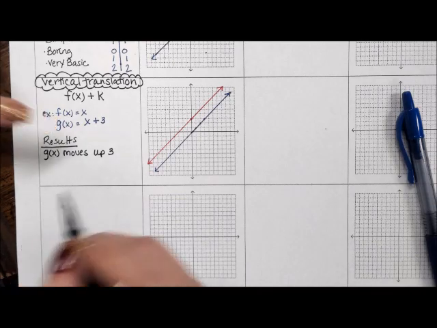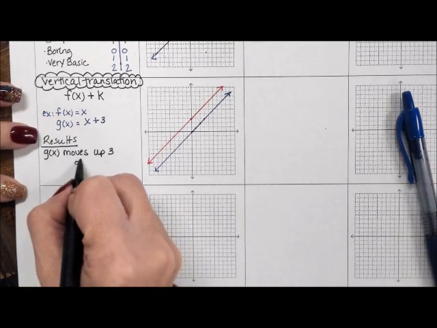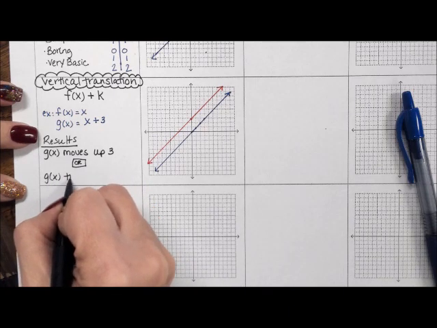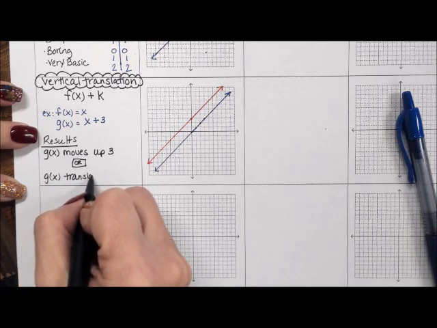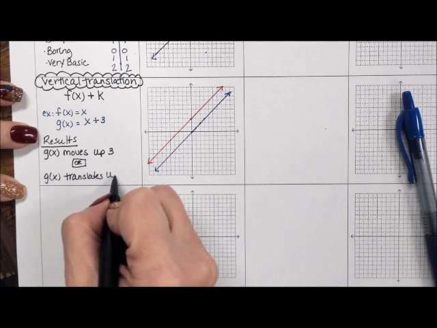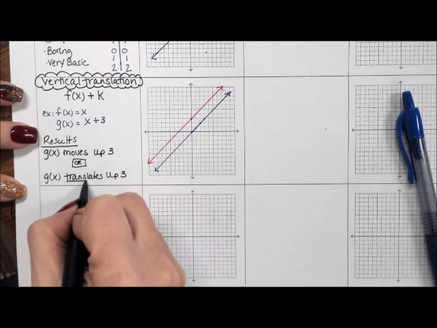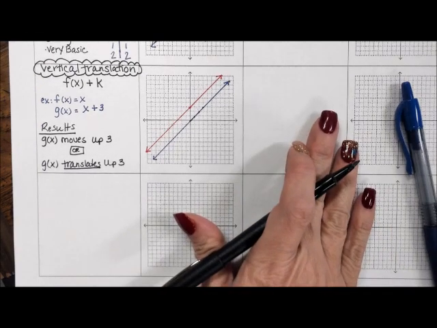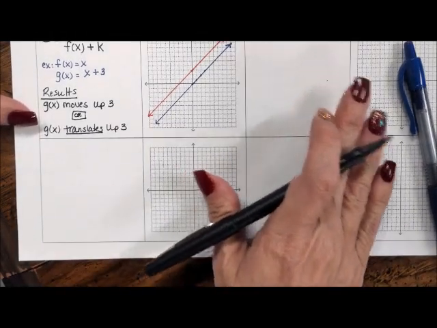Now, if I want to do this more mathy, I would say that g of x translates, that's the mathy word, up 3. If I want to be mathy about it, I'm going to use the word translate. Okay, so that's a vertical translation. Now let's look at another one.